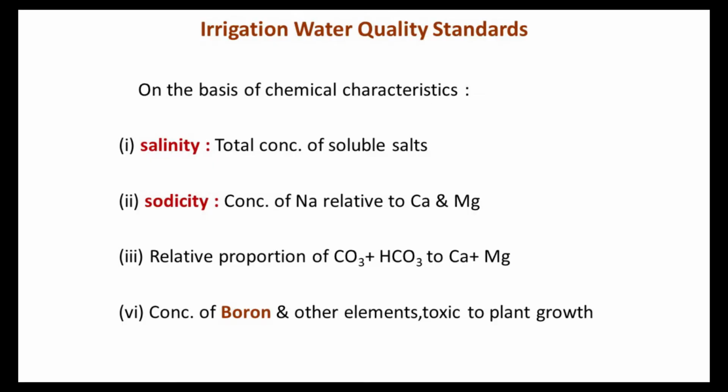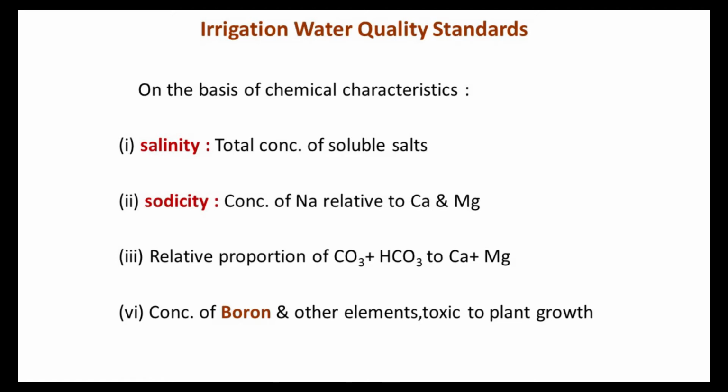Now we will talk about irrigation water quality standards. Here we will discuss the quality standards of groundwater for various purposes, especially for irrigation, on the basis of chemical characteristics capable of creating hazard to crops. The first is salinity, which is the total concentration of soluble salts. The second is sodacity, which is the concentration of sodium relative to calcium and magnesium. The third is the relative proportion of carbonate plus bicarbonate to calcium and magnesium. The fourth important characteristic is the concentration of boron and other elements that may be toxic to plant growth and yield. So we are going to talk about all of these one by one.